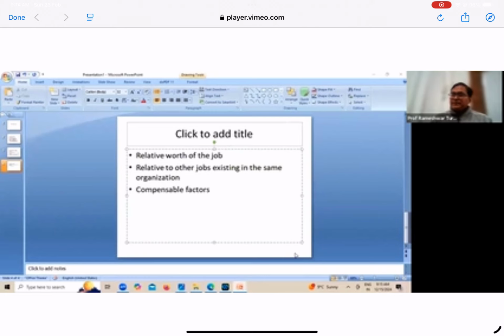So when we compare, we need compensable factors, and these must be present in all jobs. I showed you some of the compensable factors used by the US government, and I have shared that PPT with you. Once we have compensable factors, we can compare. There are some ways to compare the jobs. One of the three ways I have given in the PPT. One of the simplest ways, which is not in the PPT, is when you have a small number of jobs.